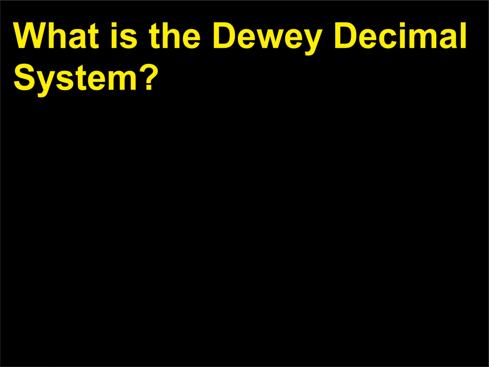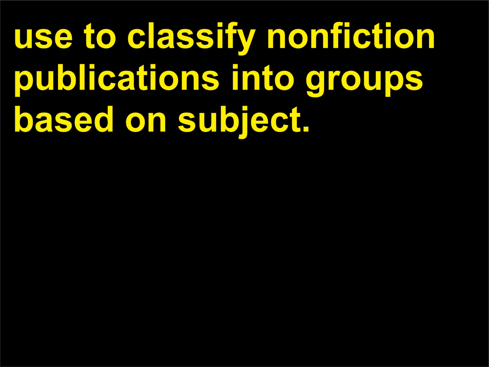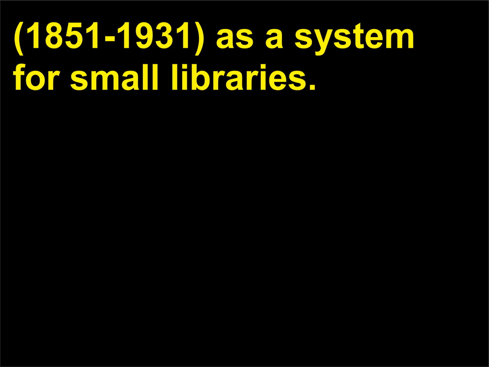What is the Dewey Decimal System? The Dewey Decimal System of classification is a numerical method libraries used to classify nonfiction publications into groups based on subject. It was invented by American librarian Melville Lewis Kossuth Dewey, 1851 to 1931, as a system for small libraries.